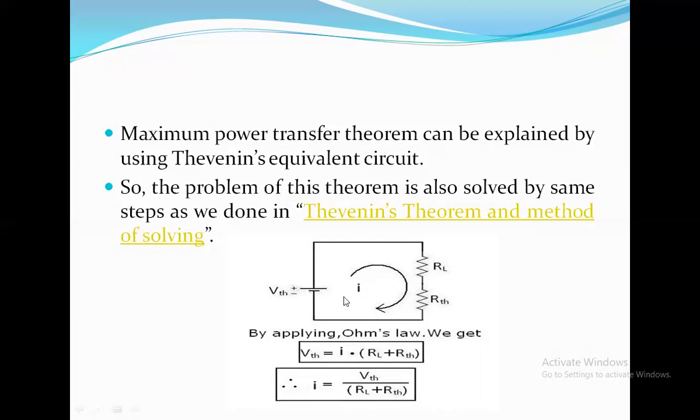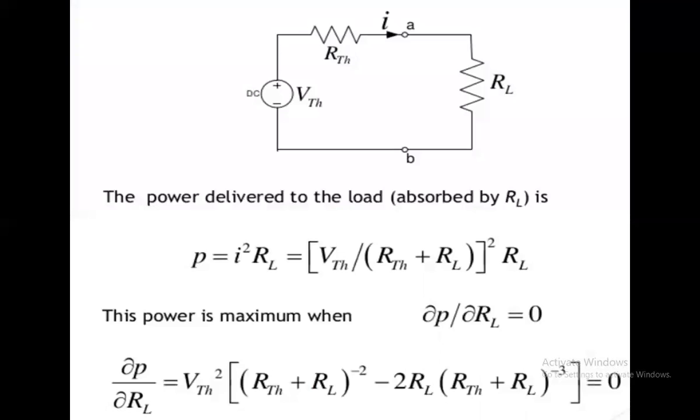So the value of I equals VTH by RTH plus RL. It is very easy to calculate. This is the amount of current flowing through the circuit. Now, in the given circuit, we are going to find when maximum power is flowing through the circuit.